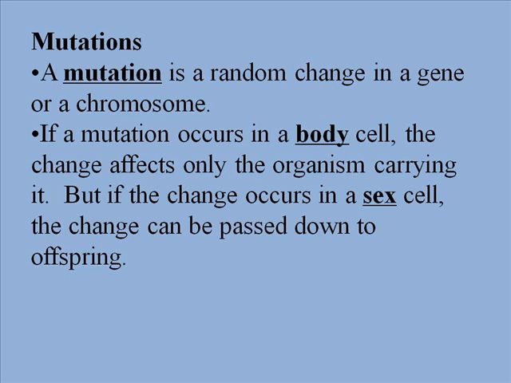If the mutation occurs in a body cell, then that mutation is affecting the organism that has that body cell. However, if the mutation occurs as our body is creating one of our sex cells, an egg or a sperm, the organism won't have that mutation, but the mutation will be passed down to the offspring.